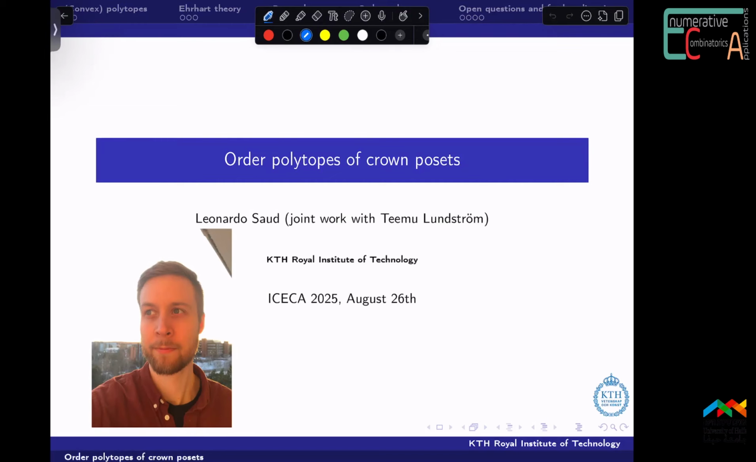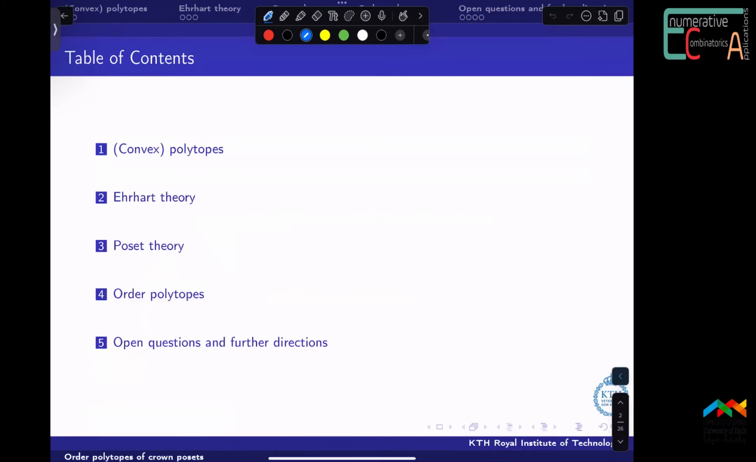What is the outline of the talk today? I'm going to first introduce what convex polytopes are. Then I'm going to talk a little bit about Ehrhart theory and poset theory. I'm going to introduce order polytopes and show how Ehrhart theory and poset theory can be combined together. I'm going to focus on order polytopes of crown posets, and I'm going to finish with some open questions and further directions.